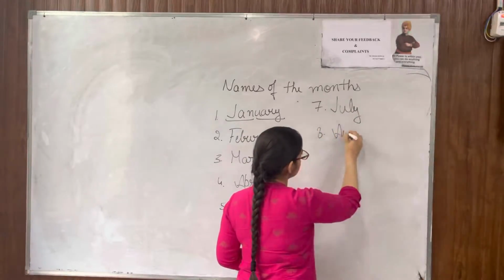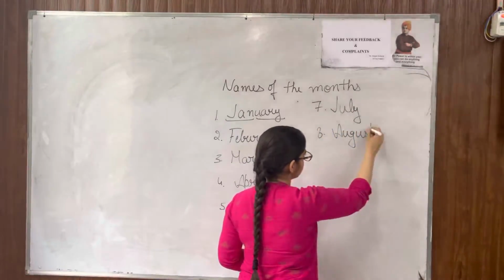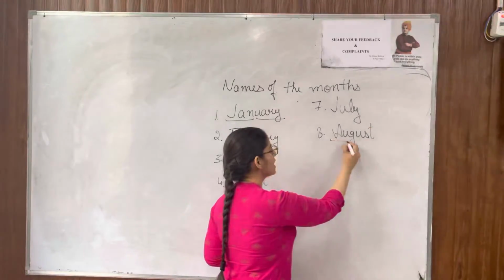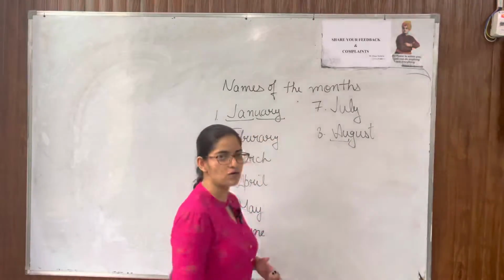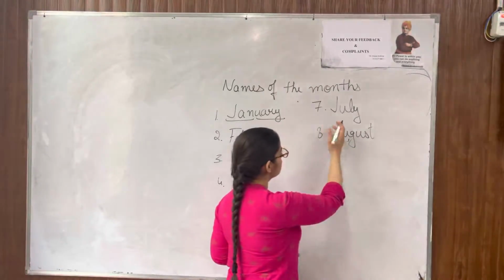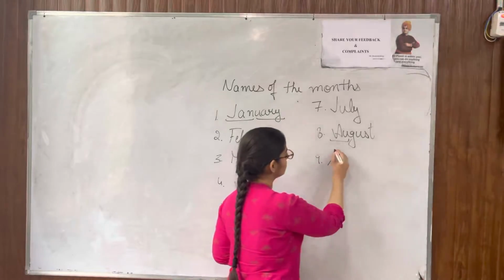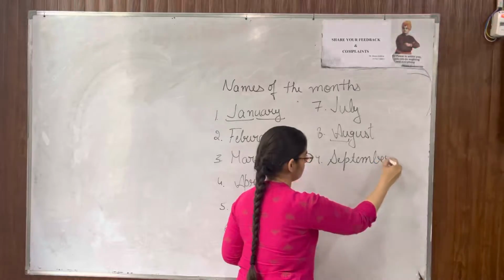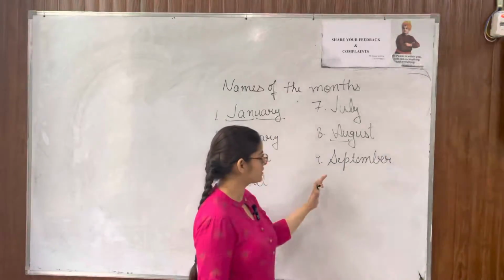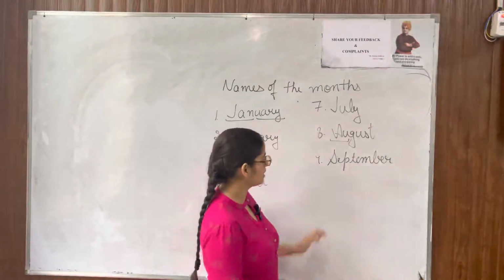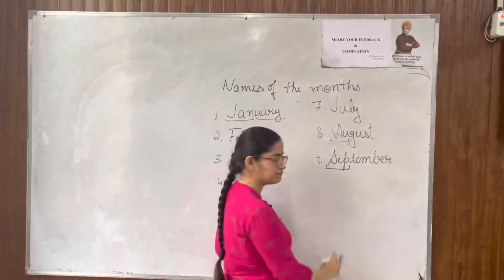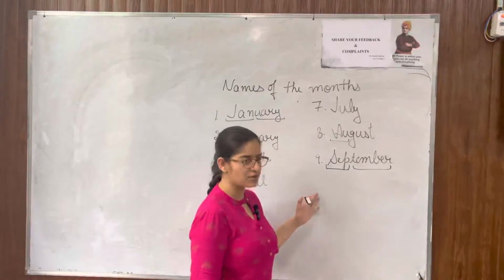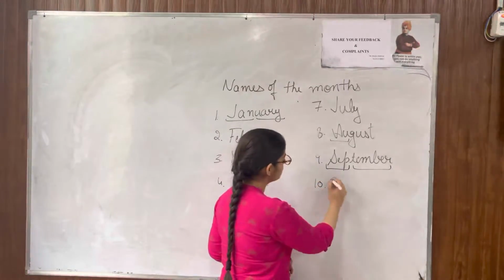Then we have August. This is not the wrong pronunciation, but August. Whenever A and U are used together, it gives you the sound of O. So July, August. Then we have September. I tell you, this is September. If we just split this, this is Sep, S-E-P, Sep, then Tember. So this is September.